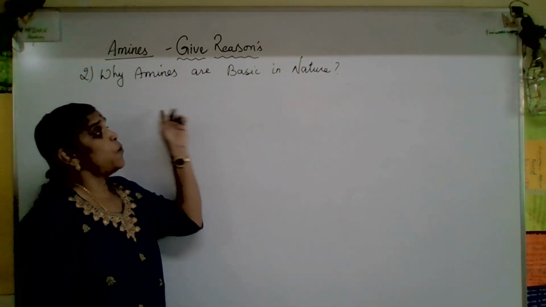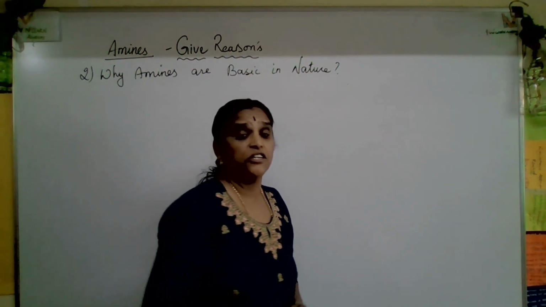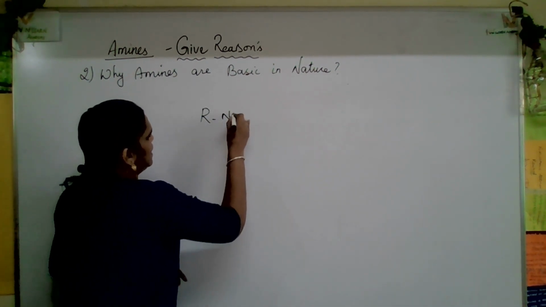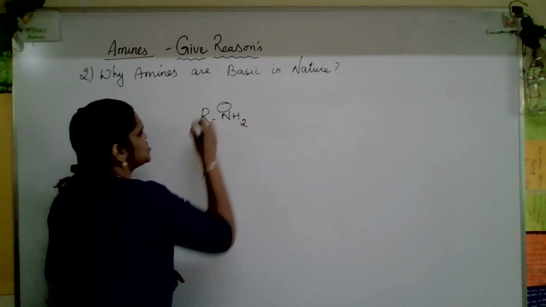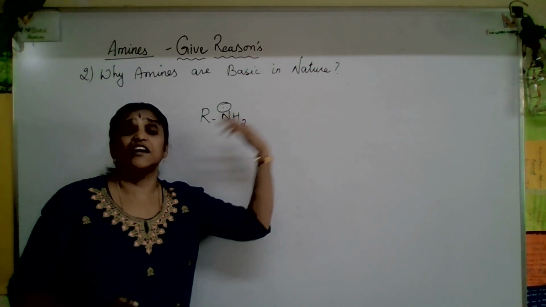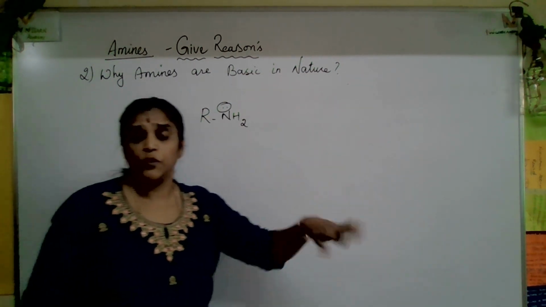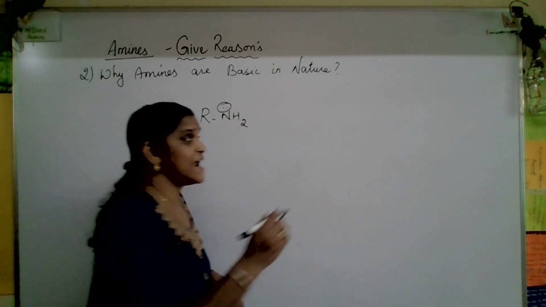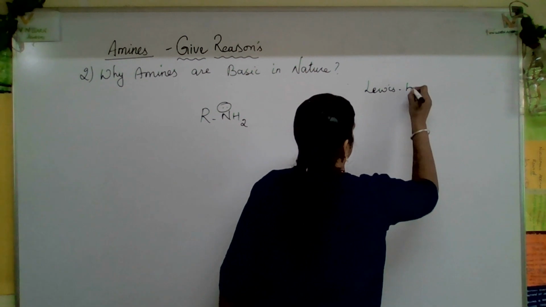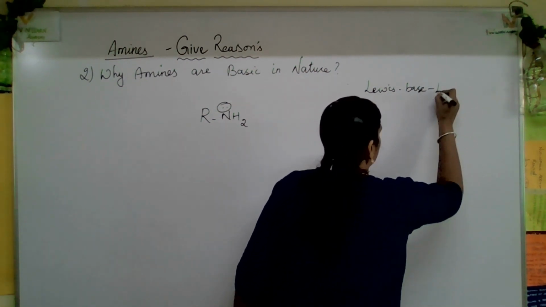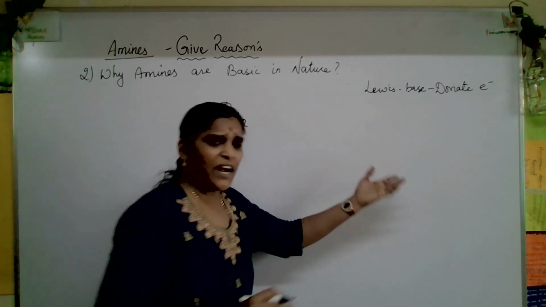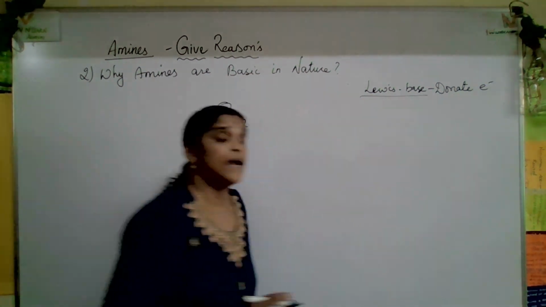The next question: why are amines basic in nature? To identify this answer, generally RNH2 has an unshared lone pair of electrons. When it has an unshared lone pair of electrons, it is ready to donate. When donating the electron pairs, we can say it is a base according to Lewis theory. A Lewis base donates electron pairs, so definitely we can say it is a Lewis base.